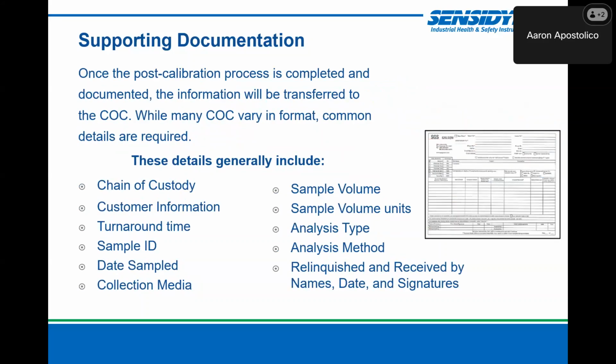Once the post-calibration process is completed and documented, the information will be transferred to your chain of custody. Now, while many chain of custodies vary in format, there are common details that are required across all chain of custodies. And these really include the customer information, the turnaround time, the sample ID, the date sampled, the collection media, the sample volume units, analysis type, the analysis method, the relinquished and received by names, date, and signatures.